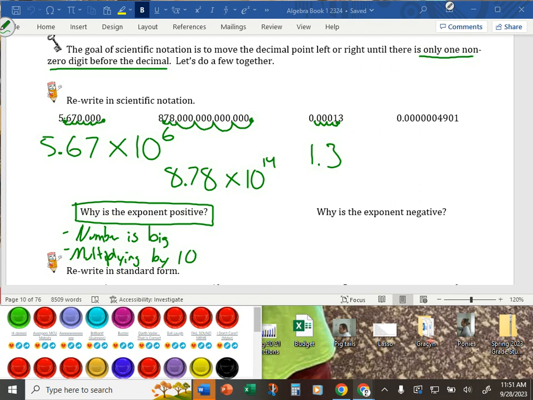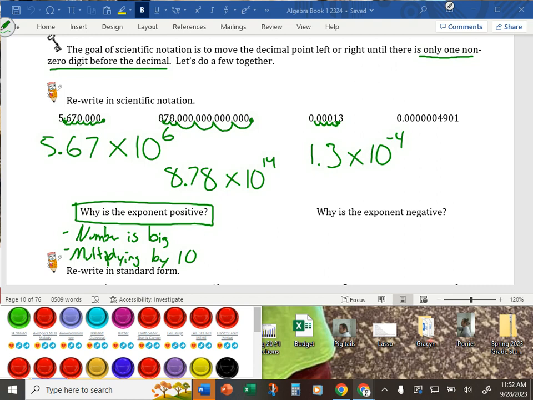But how do we show with scientific notation that we're going to have to move our decimal backwards to the left to get to the original very small number? Anthony, what do you think? Divided. Okay, so we're going to have to divide by 10. What exponent would show that you're dividing by 10? A negative power. Okay, so we move this 4 times. This would be 1.3 times 10 to the negative 4.